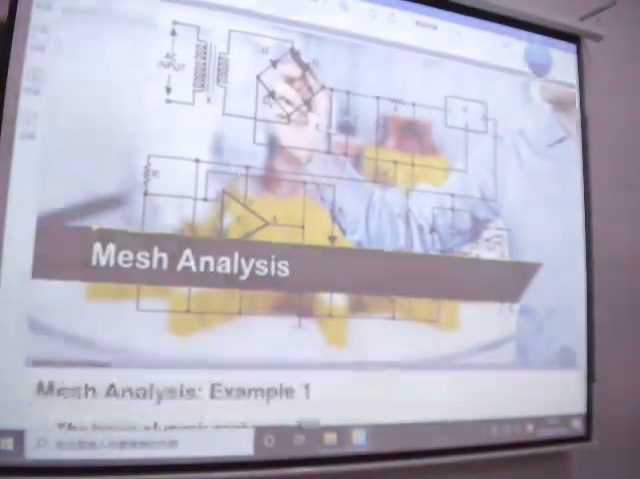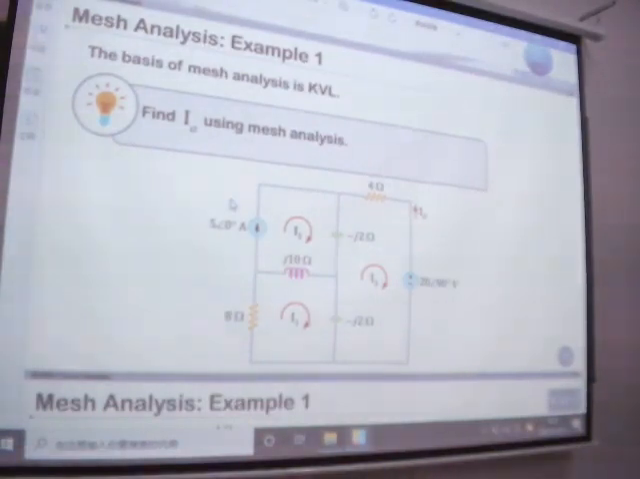Right. Now we are going to see the mesh analysis. For mesh analysis, we're going to see example 1. We know for mesh analysis, we use the KVL. KVL means sigma u equal to zero, right? So we need to find out the mesh current. We use the mesh current and write out a KVL equation. The mesh current is our variable. We must know this, okay? The mesh current is our variable.